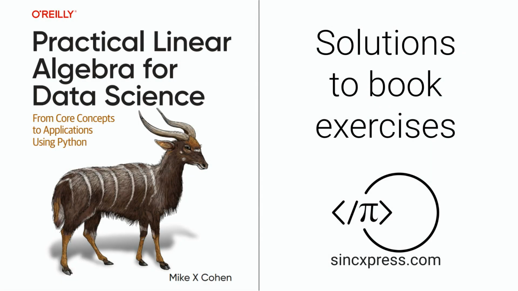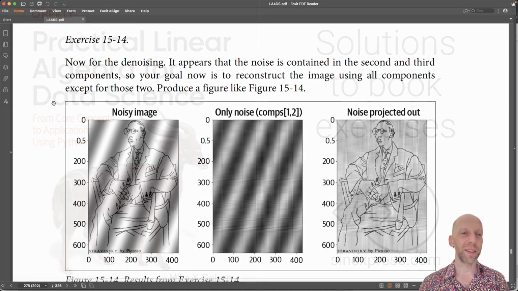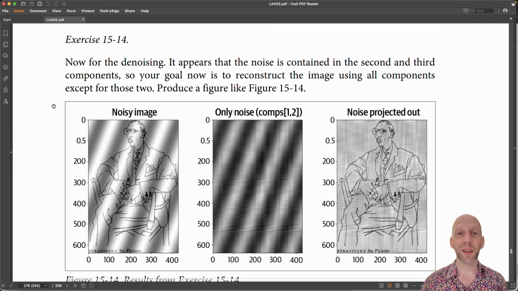Here we are with exercise 14. This is the last exercise in this series on SVD for image denoising, the last exercise in this chapter, and the last exercise in this book.